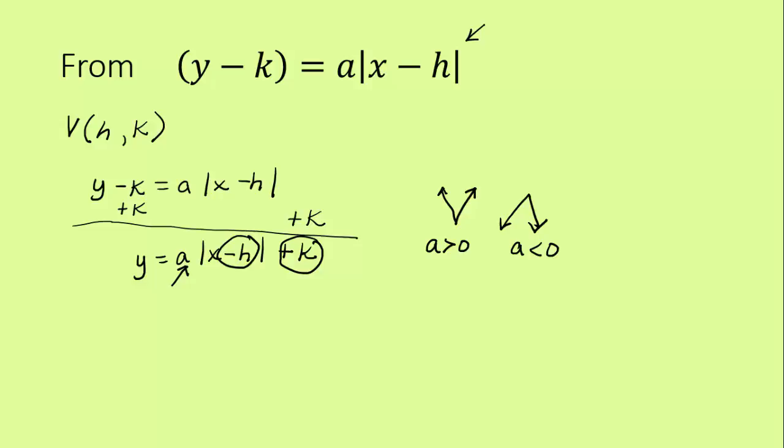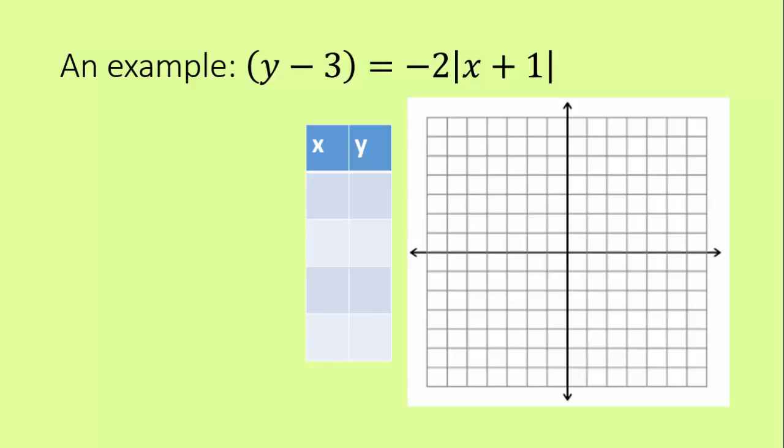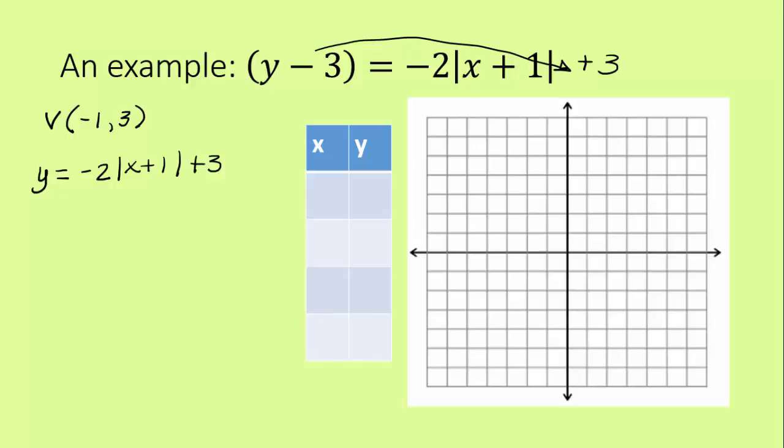Let's look at some examples. Here's an example written in the point slope form. So we can see right away that the vertex is at -1, +3. But let's go ahead and add that 3 to the other side so we get y by itself. Okay, this is the form we're used to looking at, right? So we already know we've got a point at -1, 3, and that's our vertex. Now because of the sign of a, this is going to open downward.